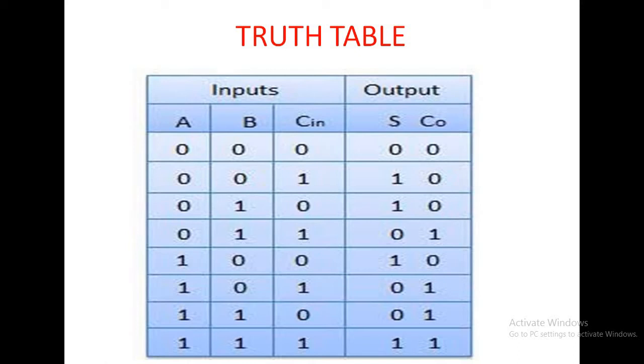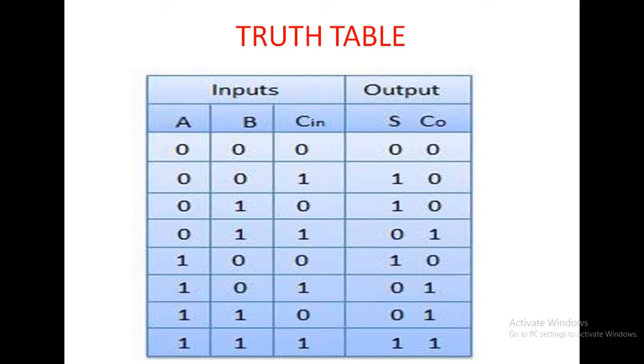If 2 inputs are there, 4 combinations are possible, 2 to the power 2 is equal to 4. If 3 inputs are there, 2 to the power 3, 8 combinations are possible. If 4 inputs are there, 2 to the power 4, 16 combinations. If 5 inputs, 2 to the power 5, 32 combinations. In general, if n inputs are there, 2 to the power n combinations are possible.